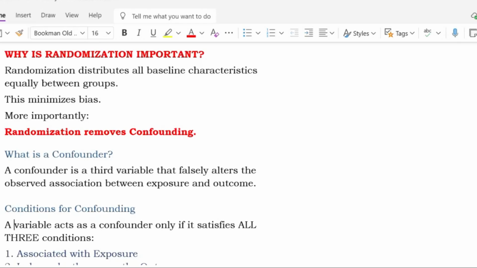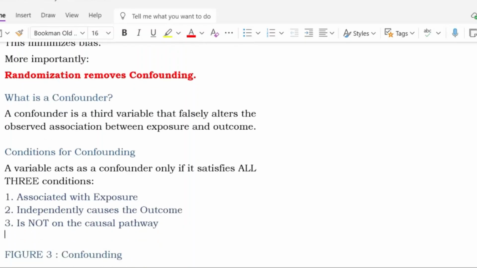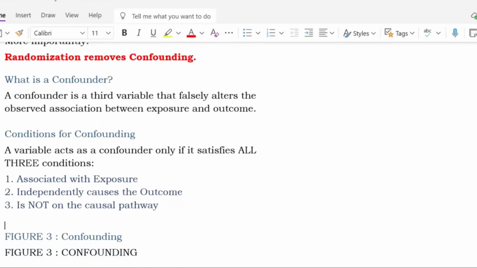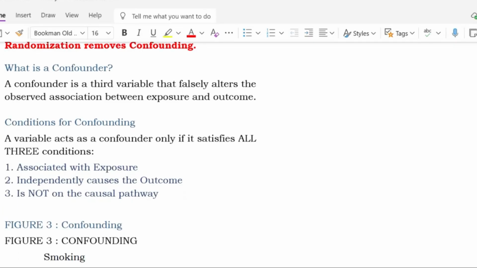So what is a confounder? A confounder is a third variable that falsely alters the observed association between the exposure and outcome, because it is associated with the exposure and also independently associated with the outcome. There are certain conditions for confounding. A variable acts as a confounder only if it satisfies all 3 conditions. It should be associated with the exposure, it should independently cause the outcome, and it is not on the causal pathway. That means it should not be intermediate between the exposure and the outcome.